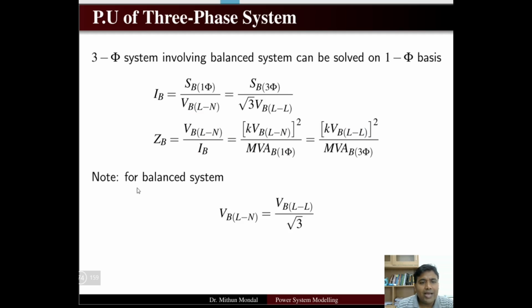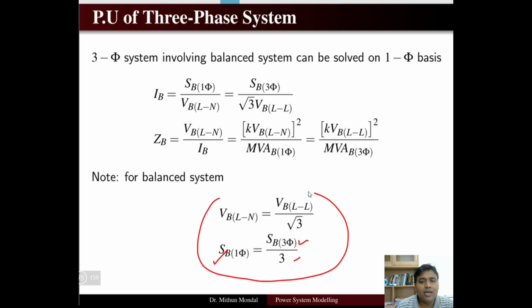Now we know that for a balanced system, voltage base line to neutral is equal to voltage base line to line divided by root 3, and the power S single phase is equal to S three phase by 3. So these concepts we are using to convert any three phase to single phase or single phase to three phase, and analysis is done on single phase quantities and then transformed back into the three phase system.